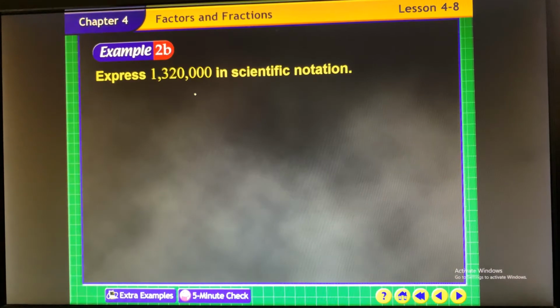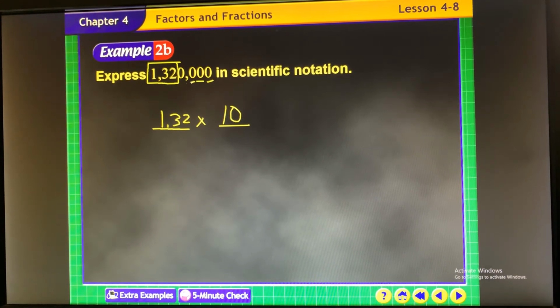So take this one. Again, 2 lines, base 10. This time, focus in on the numbers. Create a number that is greater than or equal to 1, but less than 10. So 1.32. So how many jumps did it take for you to get the decimal between the 1 and the 3? So 6 is your answer. 1.32 times 10 to the 6th.